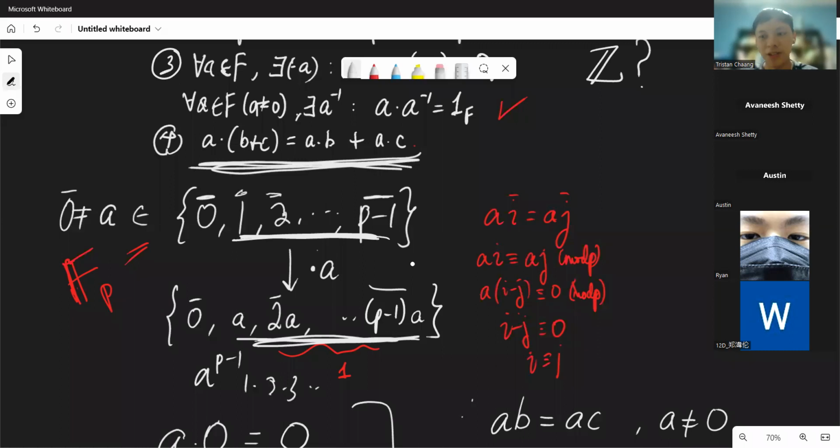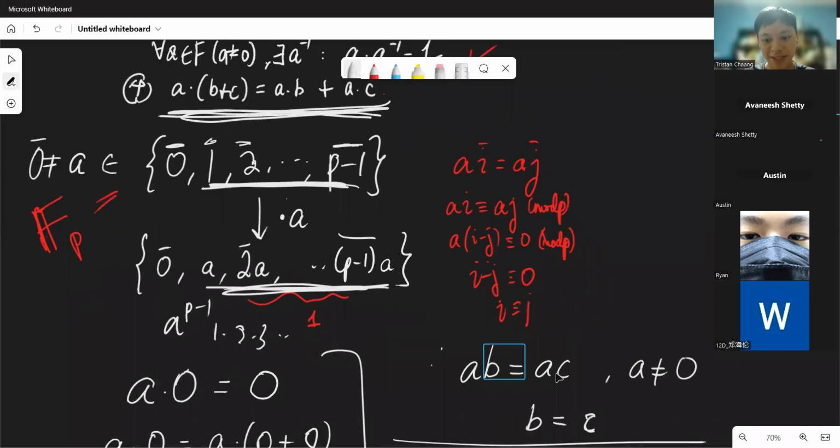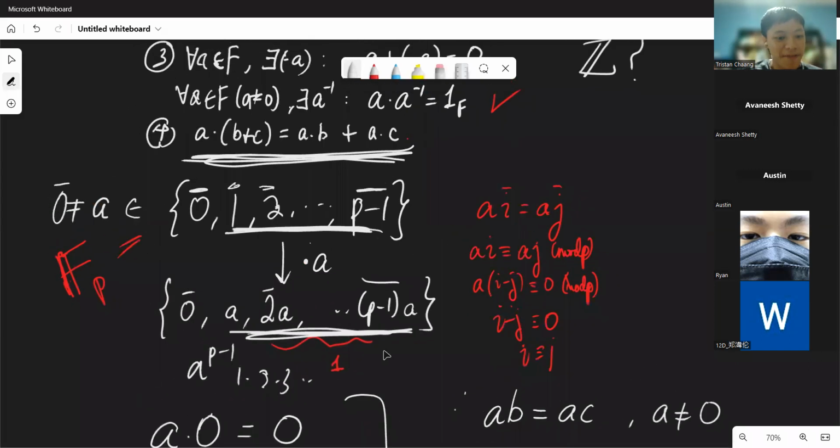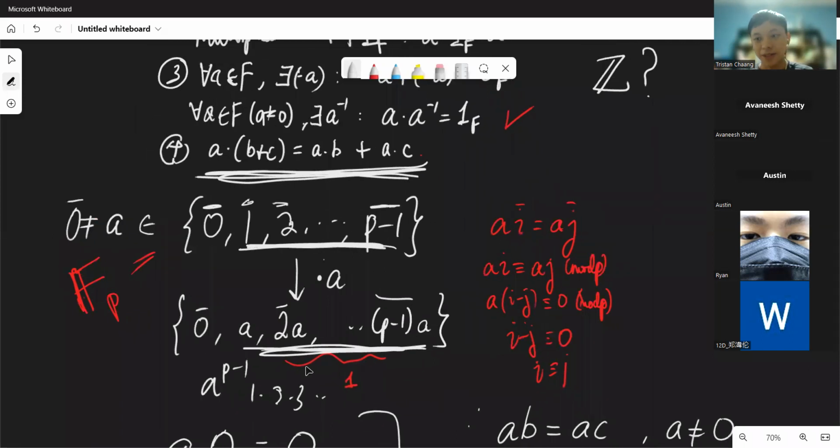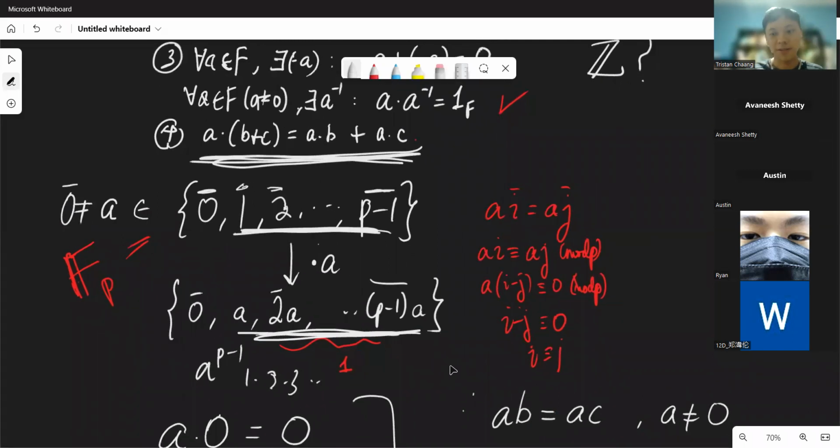But these are all non-zero residues, non-zero elements in this field. So I can cancel them off if they are equal. Remember the cancellation law, AB equals AC, which coincidentally is also on this screen. AB equals AC means B equals C. So A to the P minus 1 is 1. It's definitely 1 because I can cancel both sides.